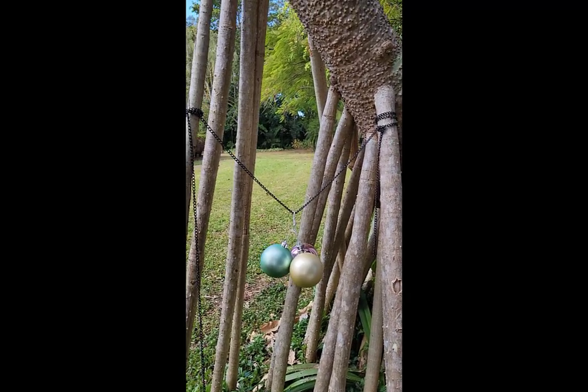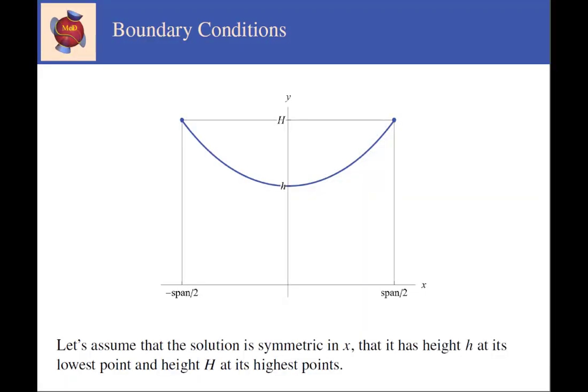So next we're going to go through the mathematics that models this, but we wanted to start with the physics first. For the sake of simplicity, let's assume that the solution is symmetric around x equals 0, that the highest point is at y equals h and the lowest point is y equals little h over a specified span.